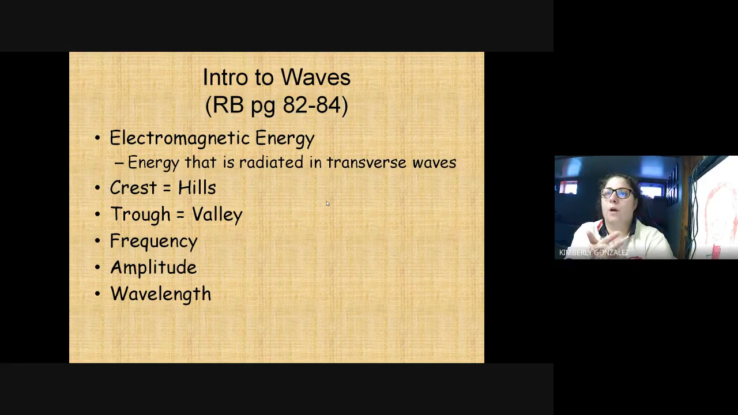All right, so electromagnetic energy, that's going to be the energy that is radiated or released during transverse waves, which is what we are going to be working with mostly, all right? The crest is going to be the highest part, and the trough is going to be the lowest part, okay? Then you have frequency, amplitude, and wavelength.